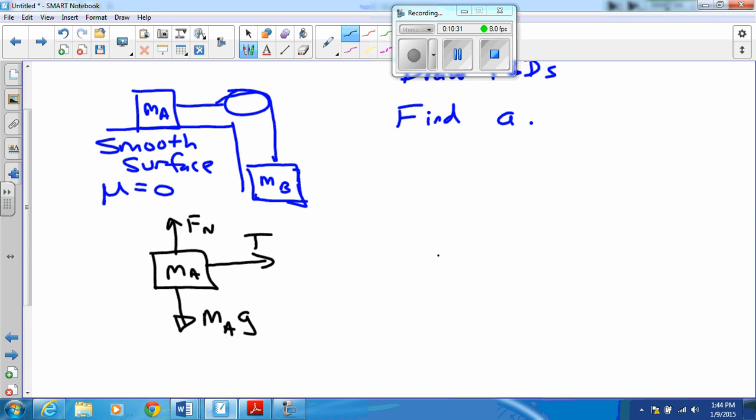Second one is downside, MBG. Uh-huh. And then tension. Up. Good. You labeled this tension and that tension as the same tension. Why did you do that? Same rope, same tension. Very good. Okay. Everybody check your free body diagrams. They should be exactly this.